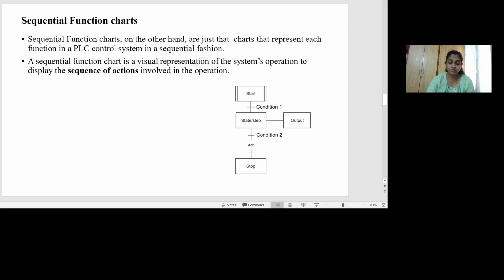The disadvantage is that it's not suitable for every application.